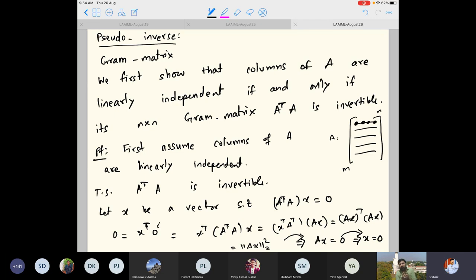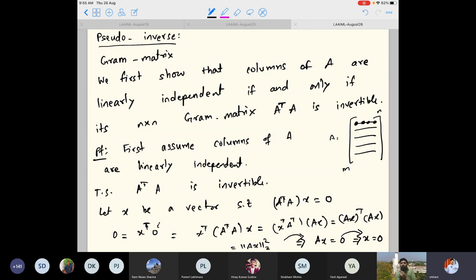So I started with a vector x such that A transpose A into x is equal to 0, and that tells me that the vector x has only one possibility, which is x equal to 0. That implies that the columns of A transpose A are linearly independent. And if the columns of A transpose A are linearly independent, then A transpose A is invertible. So one way implication is clear.